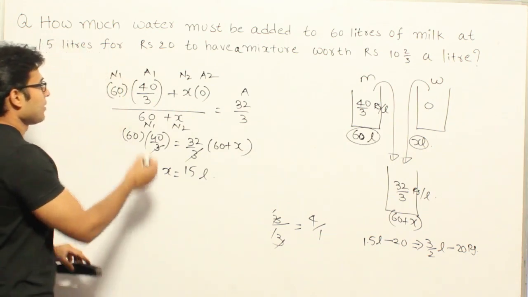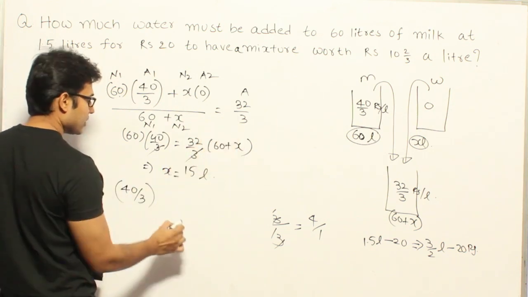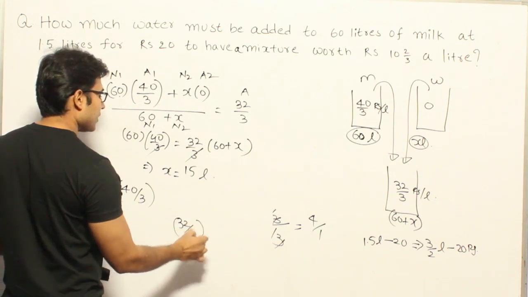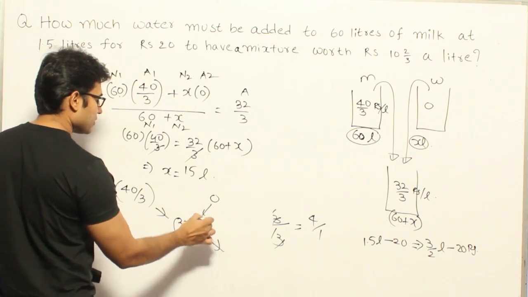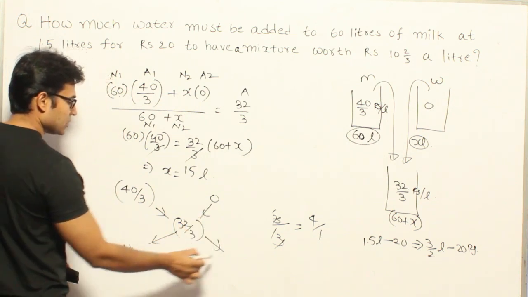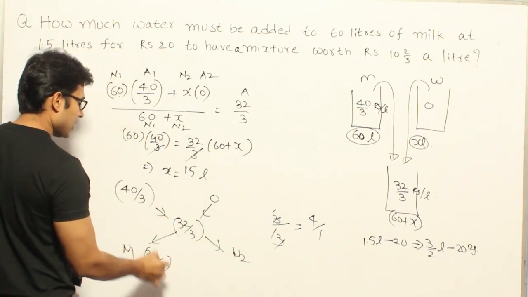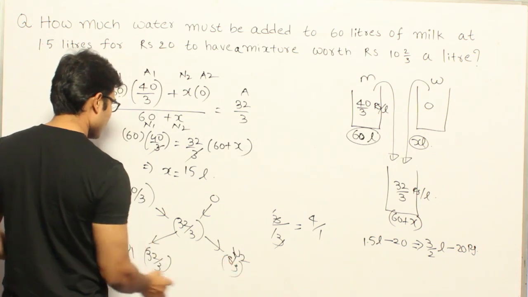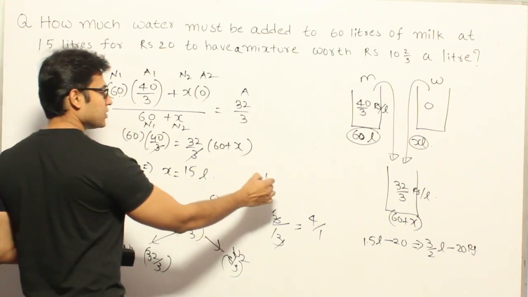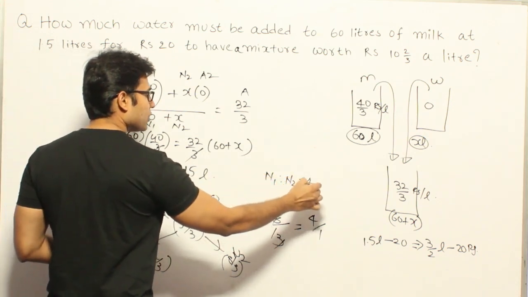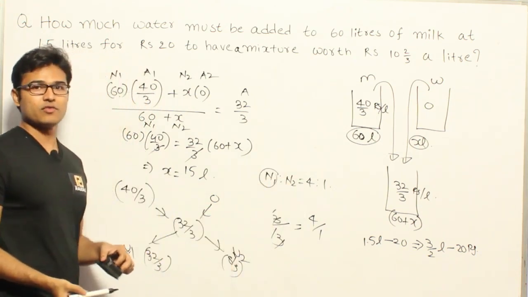So what is that? A1 is 40 by 3 and A is 32 by 3 and then A2 is 0. So you just write the difference over here, whatever you get will be N1 is to N2, right? So what is the difference you are getting? 32 by 3 here, and what is the difference you are getting? 8 by 3 here. Therefore N1 is to N2 equal to 4 is to 1, and again you will get the same one. N1 is to N2 equal to 4 is to 1, and since we know N1 is 60, if you substitute there, you are going to get N2 equal to 15 liters. Okay.